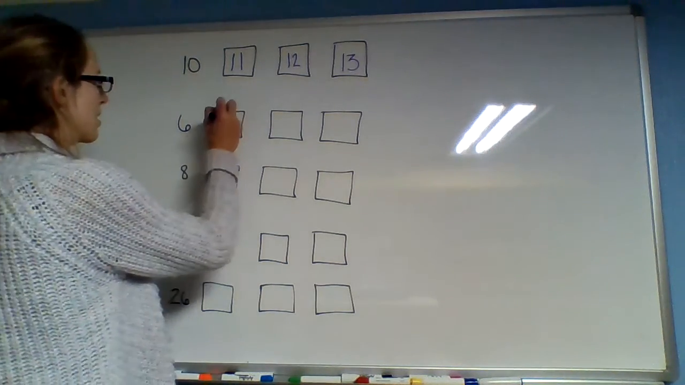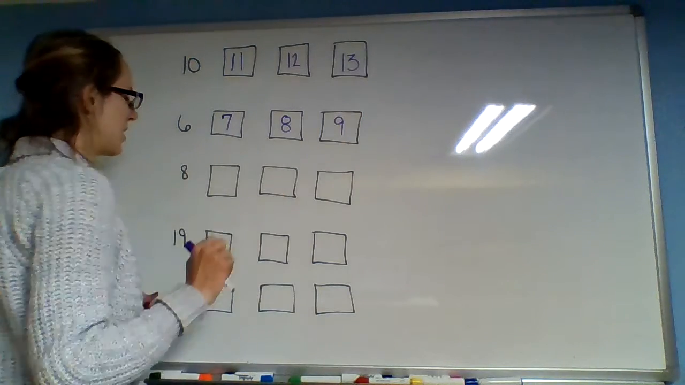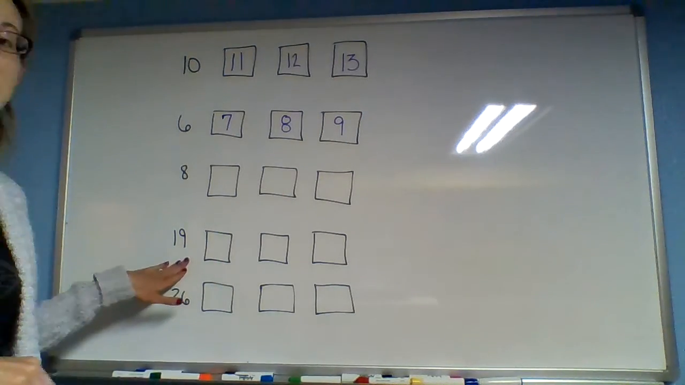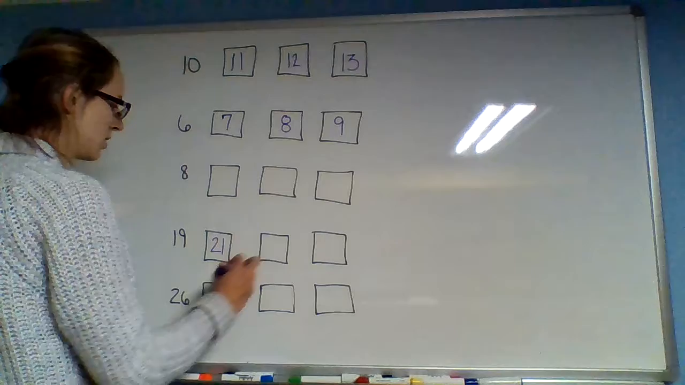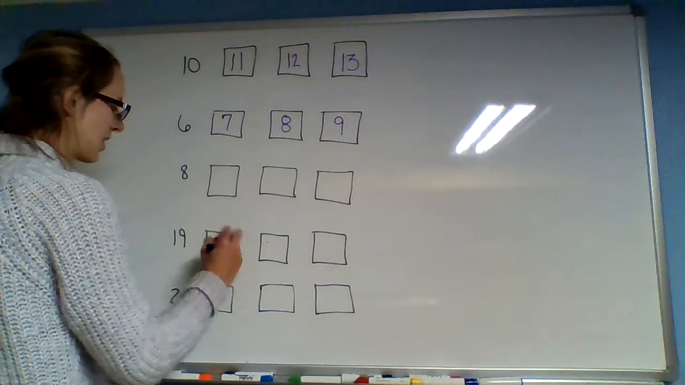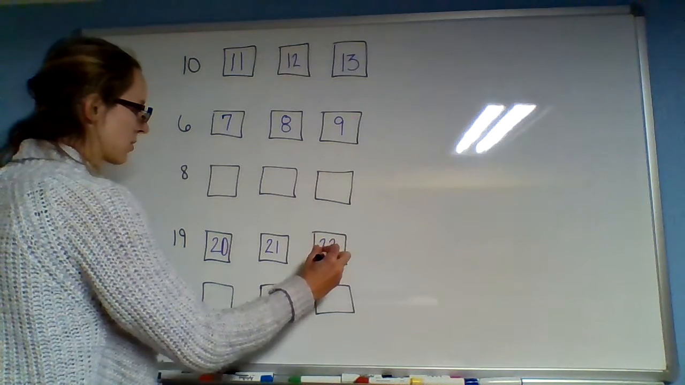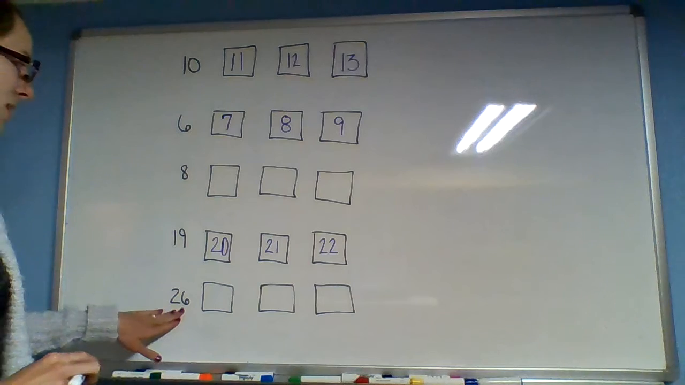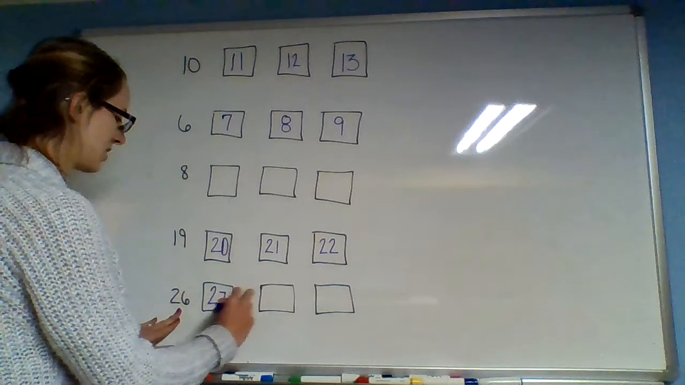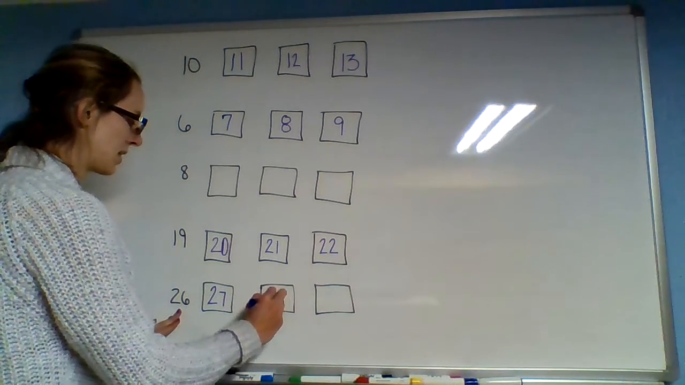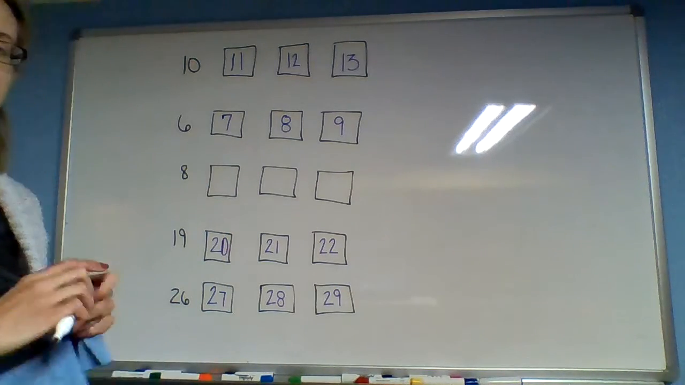What if I started something smaller, like 6? 6, then comes 7, 8, and 9. What if I started something really big, like 19? 19, 20, oops, I was thinking ahead too far. 20, 21, 22. What if I started something even bigger, like 26? 26, 27, 28, 29.